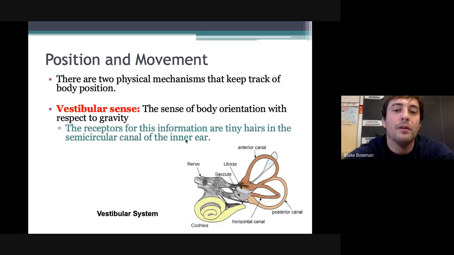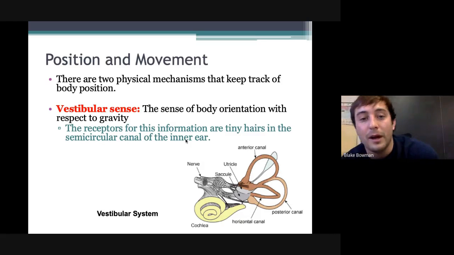All right, so position and movement, vestibular sense. Last thing I want to go over. So this sense of body orientation with respect to gravity, our sense of balance. So not only with the cerebellum, which we talked about and discussed, but there's a vestibular sense as well. So this is like liquid within the cochlea, right? And this is something that interacts with the basilar membrane, the hairs in the semicircular canal in the inner ear. So this actually helps balance us from walking, sitting, so we just don't fall right over.